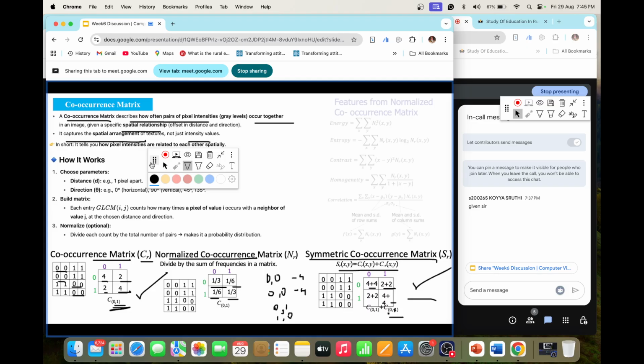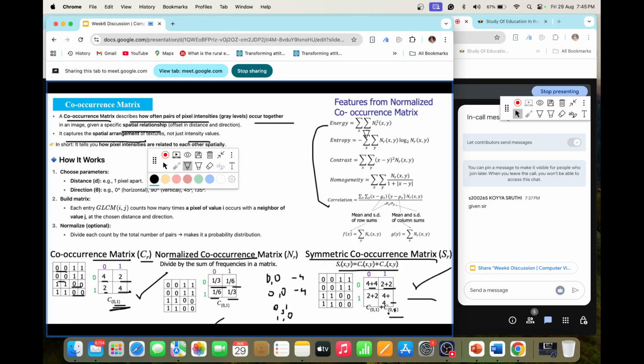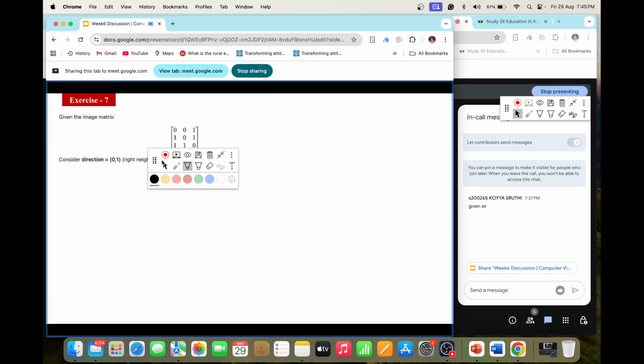Now let's just solve a question. From this normalized co-occurrence matrix you can get all these properties. You can find the energy by this formula, entropy by this formula, contrast by this formula, homogeneity by this formula, and the correlation by this formula. So this is the thing. Now let me solve one question to have your doubts clear.